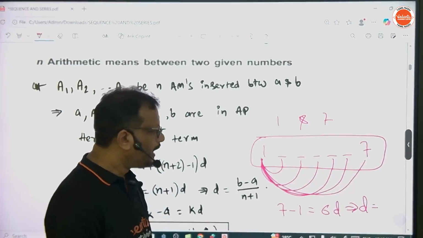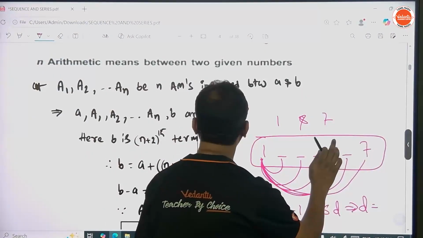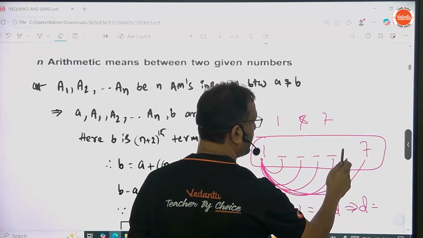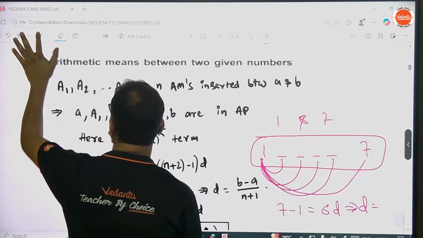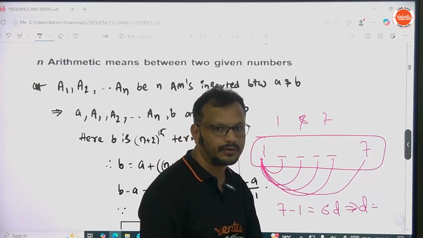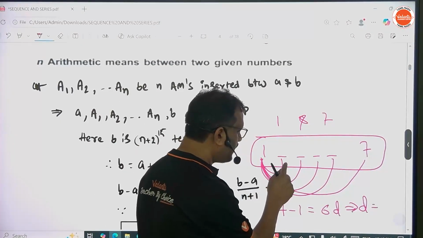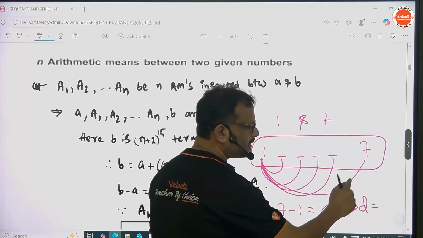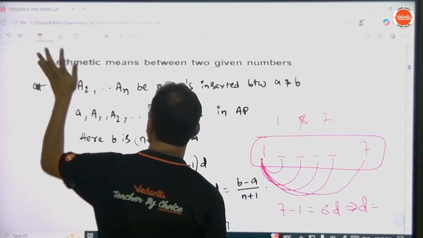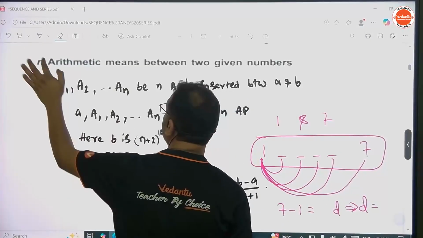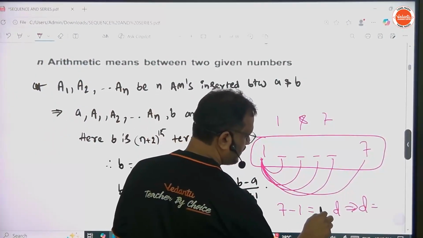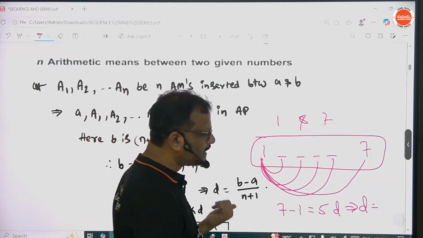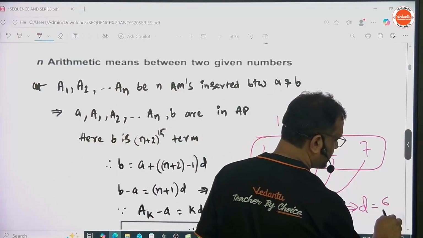1. If I ask you to insert only 4 numbers between these two, for example, then it will be D, 2D, 3D, 4D, and this is 5D. So that will be 5. So what is the D value now? It will be 6 by 5. So the D value 6 by 5 we got.